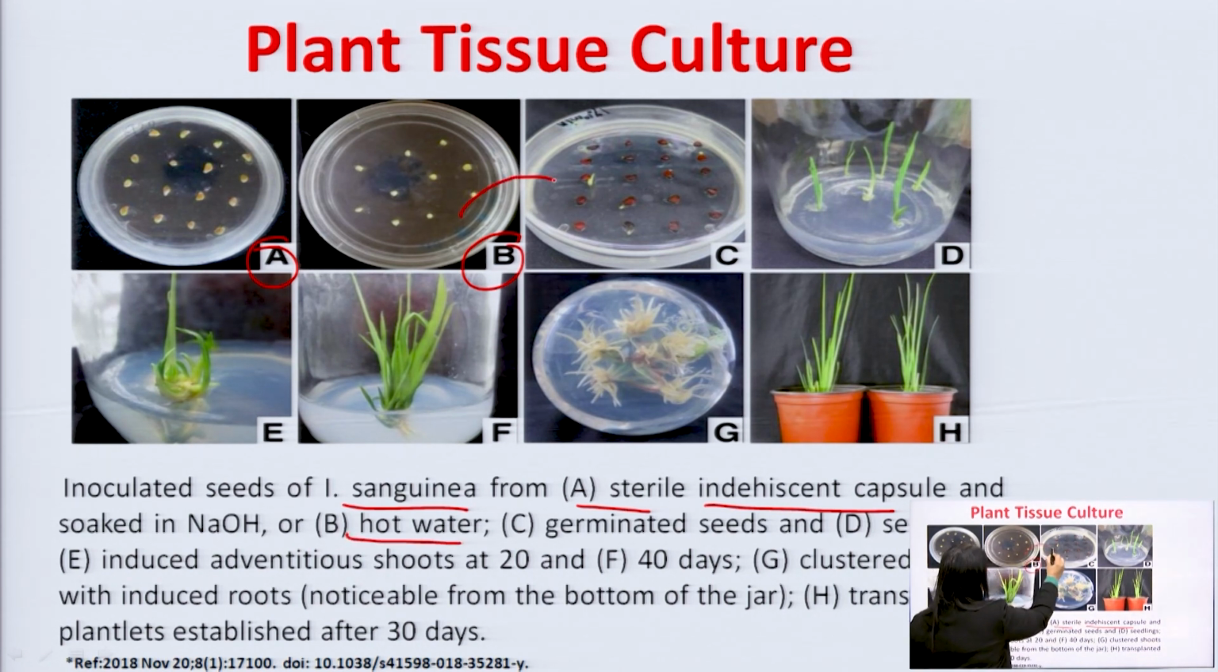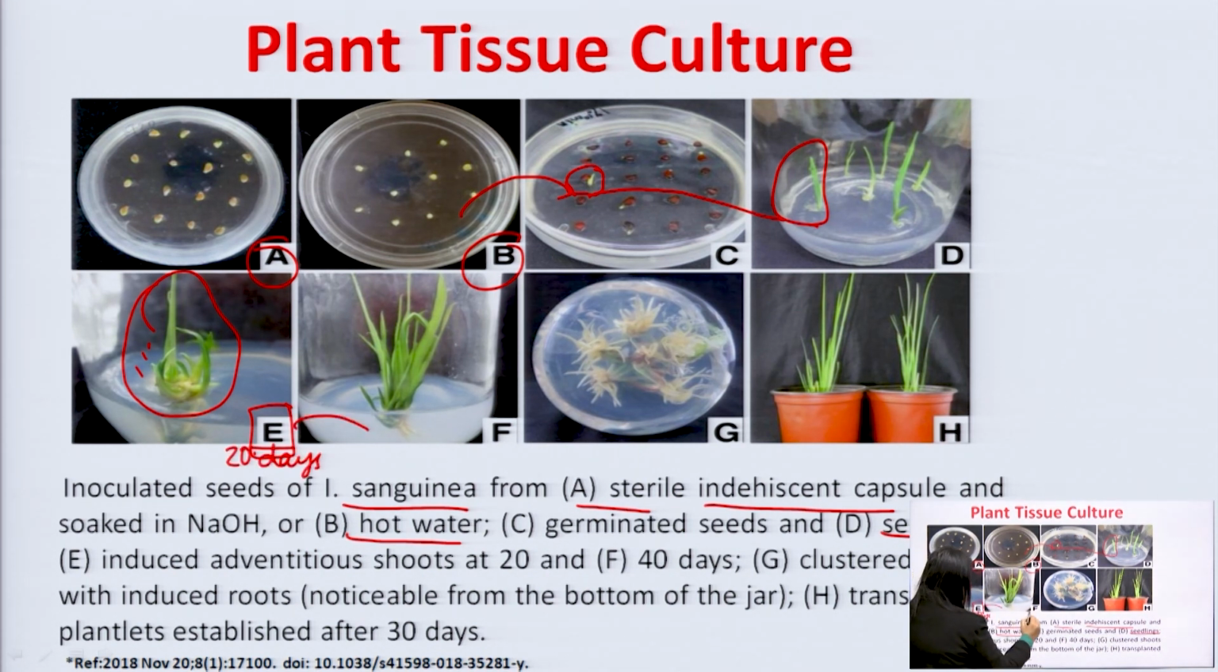Now these seeds have germinated. If you have a look here, these are germinated seeds. Now they have converted into seedlings. Figure D shows you the seedlings. After this, the seedling has shown the growth of an adventitious shoot system. In figure E, we can see here, this is at the stage of 20 days, and this is at the stage of 40 days.